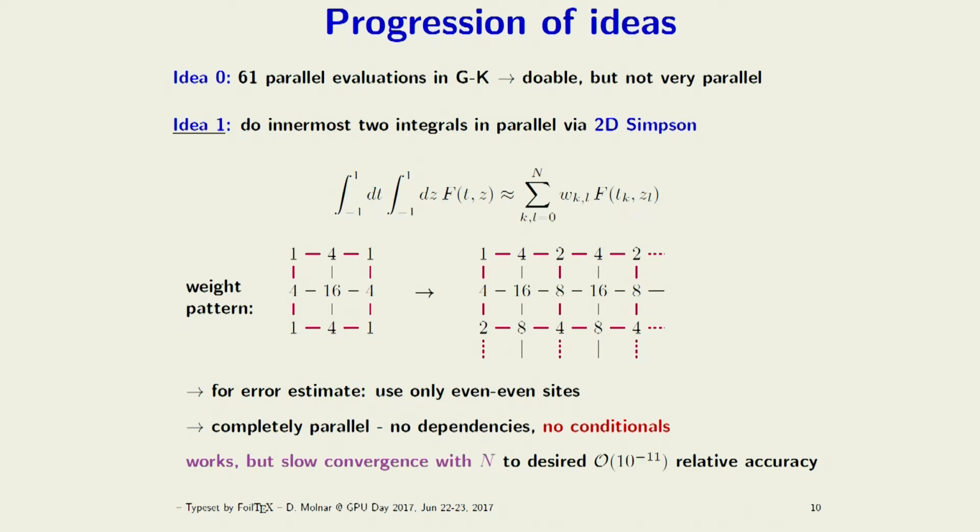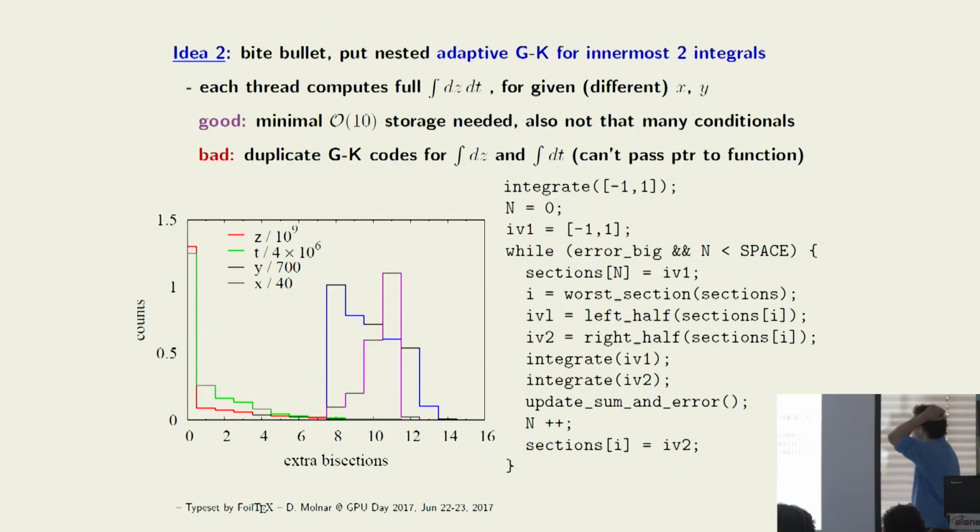We tried this. So each GPU thread computed one such integral, so fixed value in x and y. And this was all beautiful. The problem was we didn't hit the accuracy that we wanted. We need about 11-digit accuracy. And this Simpson just converges so miserably slowly that it was just not possible to reach. So it was beautiful. We had it once, but bad luck. So I said, fine. So we have to bite this bullet.